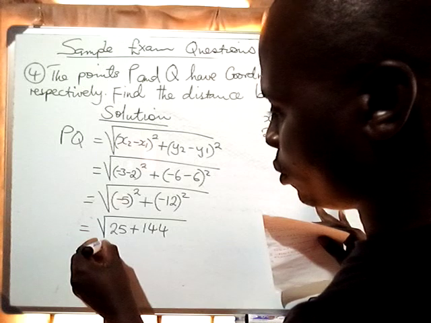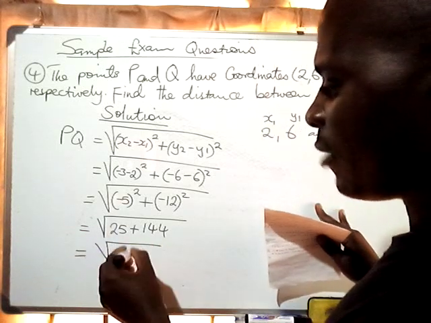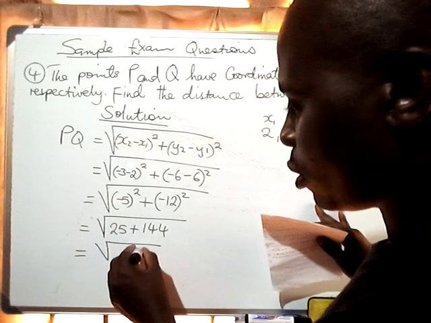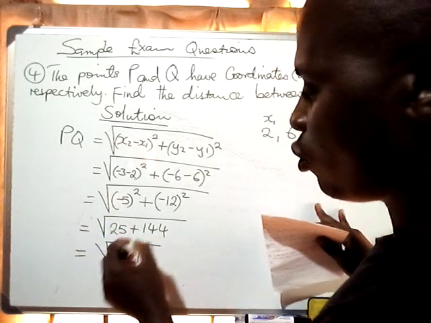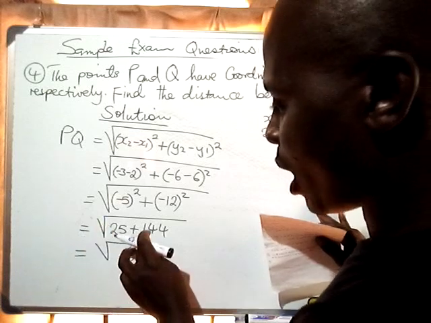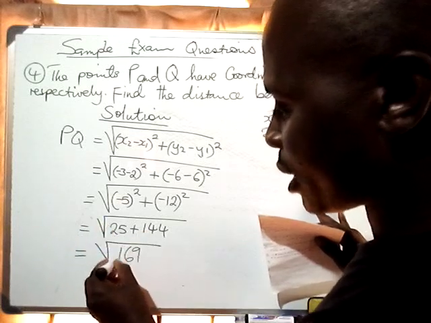So continue. What is 25 plus 144? 5 plus 4, we have 9. 2 plus 4, we have 6. Nothing there, plus 1. The answer is 169.